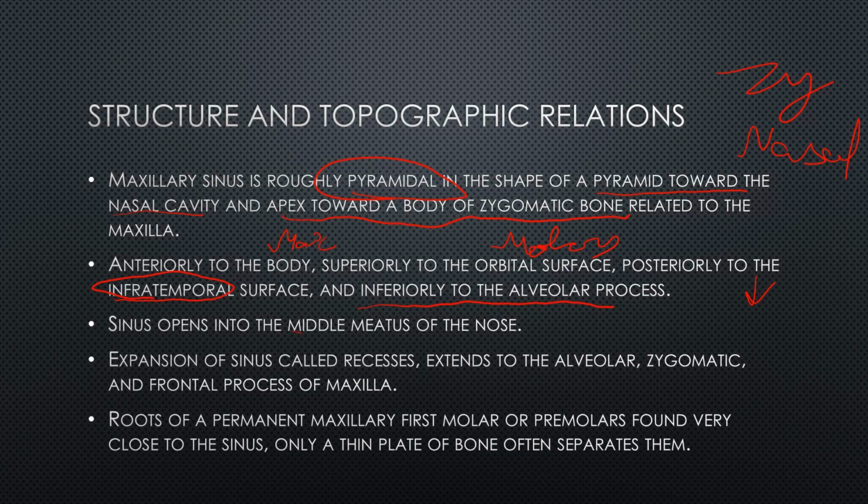The sinus opens into the middle meatus of the nose. Expansions of the sinus, called recesses, extend to the alveolar, zygomatic, and frontal processes of the maxilla. These are all the structures and the relations. The roots of the permanent maxillary first molar or premolars are found very close to the sinus. Only a thin plate of bone often separates them. Sometimes they extend into the maxillary sinus, which creates a problem.